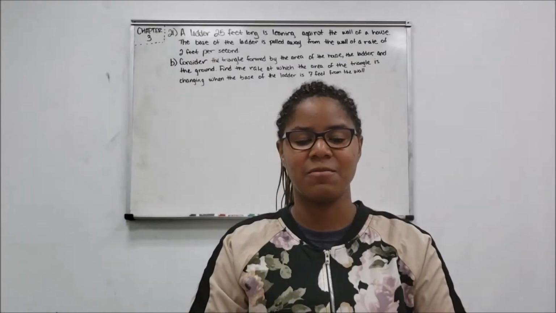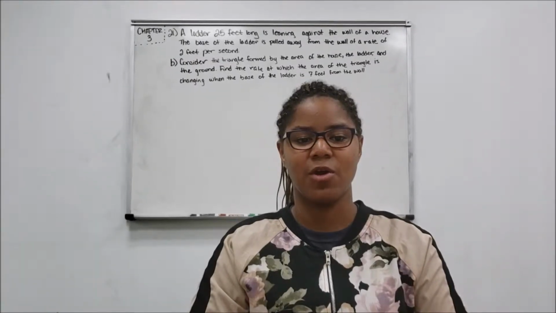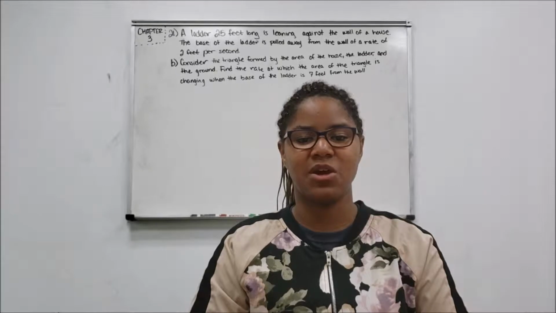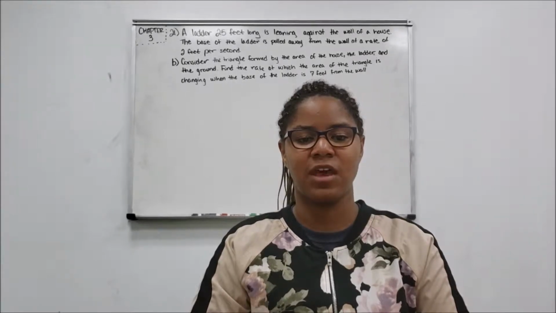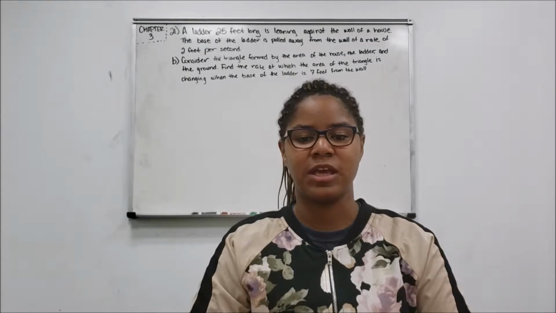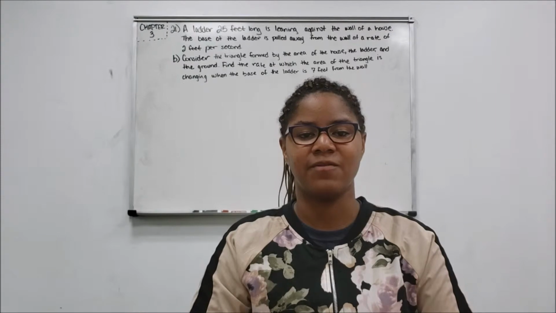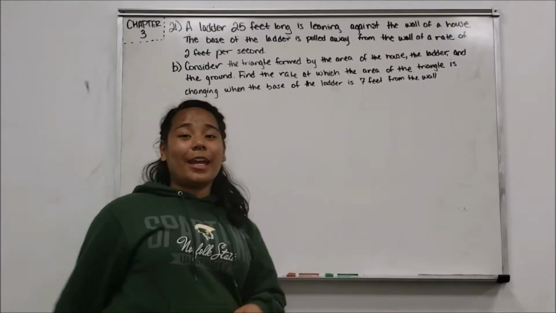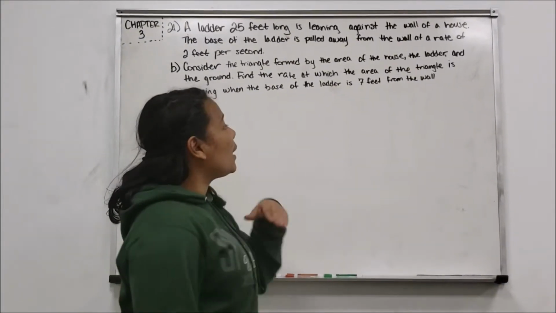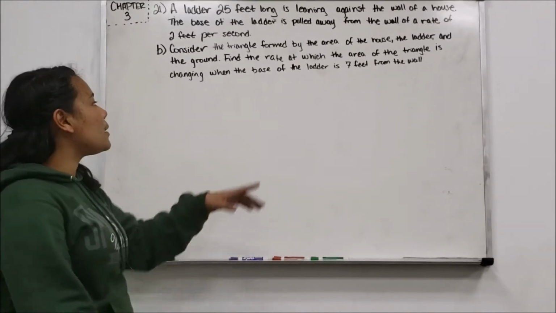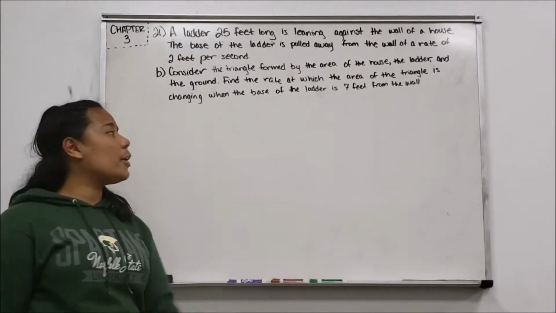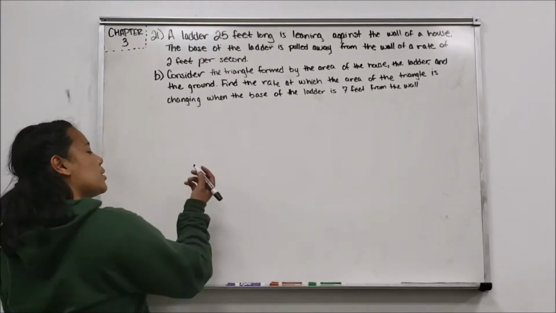Now we are working on Chapter 3, Problem 21, Part B. Consider the triangle formed by the area of the house, the ladder, and the ground. Find the rate at which the area of the triangle is changing when the base of the ladder is 7 feet from the wall. Now we are finally done with Part A and we're going to be moving on to Part B. So for Part B, we basically take what we did in Part A to help us solve this one.